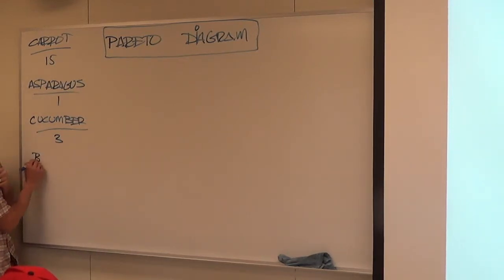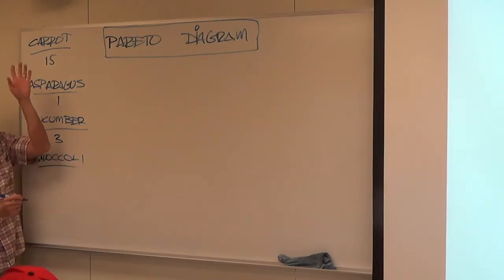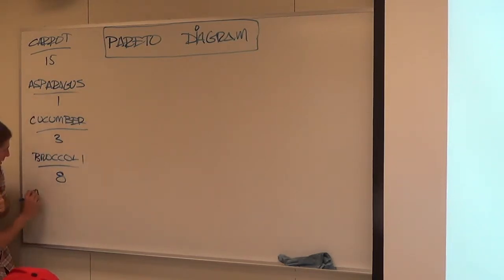Pumpkin. Broccoli? I heard broccoli and pumpkin. I think broccoli's right, yeah. Broccoli. 1, 2, 3, 4, 5, 6, 7, 8. And let's do pumpkin. Not to ignore the rest of you, but we get the point across with this. Pumpkin. 1. Beautiful. Awesome. Perfect.